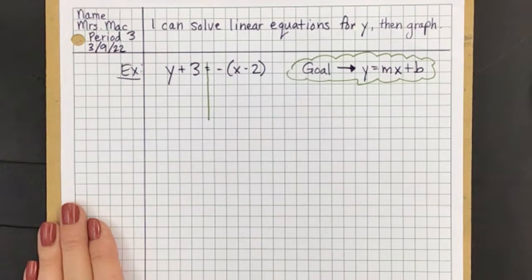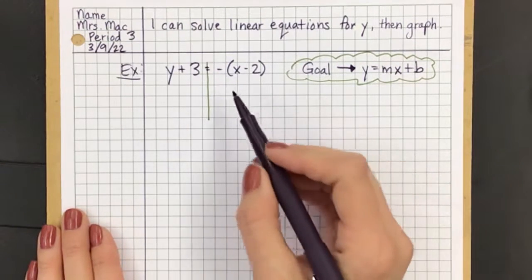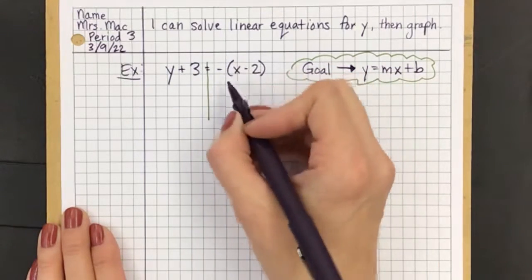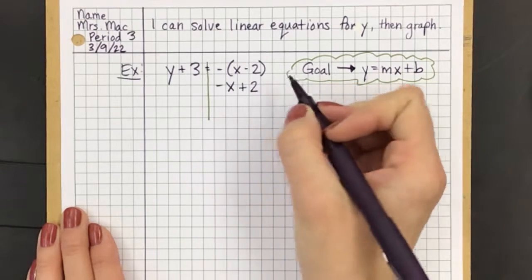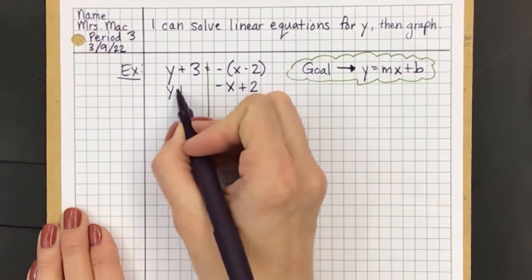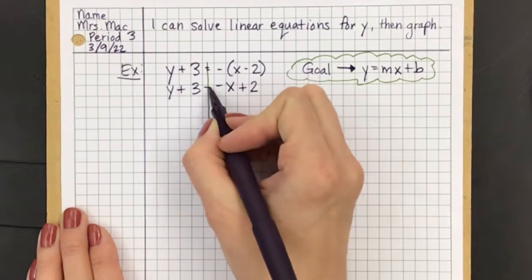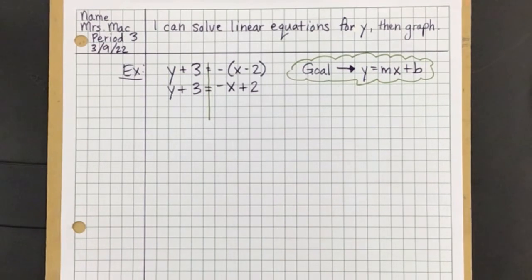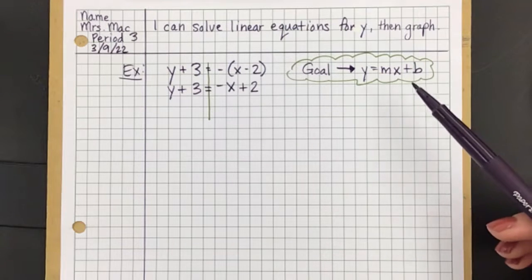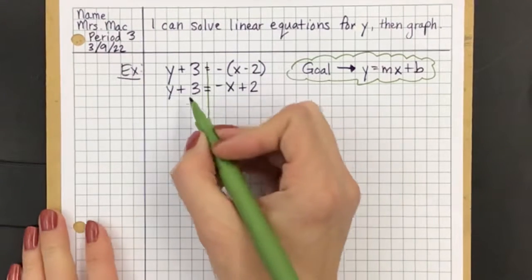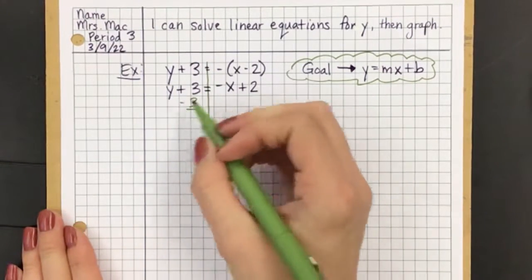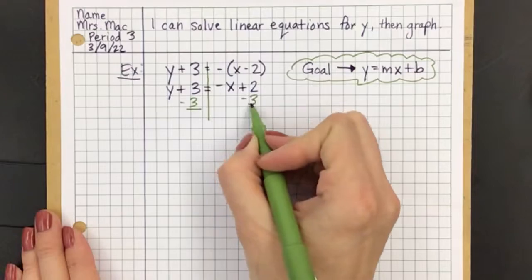So just like I would for a multi-step equation, I want to distribute first. So this will be negative x plus 2. And I'm leaving this side alone for right now. Okay, so I simplified that side. Now my goal is to get y all by itself. If I do, then it's pretty much going to be in this form. So I'm going to subtract 3 from both sides so that I isolate y, get it all by itself.